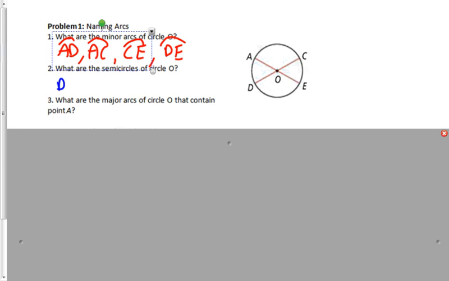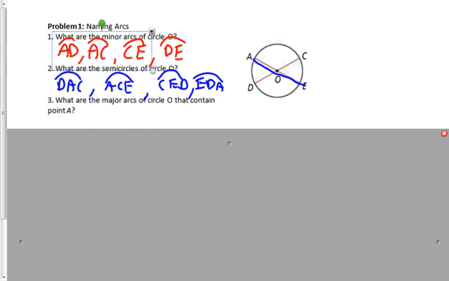DAC as one, ACE, CED, and then arc EDA. So anytime you have a diameter, you can make a semicircle, two semicircles from that. So it's cutting the circle in half, causing two semicircles. And that leaves any major arcs that we can find that are greater than a semicircle.